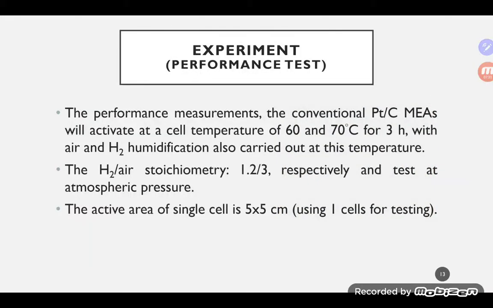Okay, and then in the next experiment we will do the performance test. In the performance test, we measure the conventional platinum on carbon MEAs activated at a given cell temperature. In my research, I set the cell temperature at 60 and 70 degrees Celsius for 3 hours, with air and hydrogen humidification also carried out at this temperature. The hydrogen to air stoichiometry is 1.2 to 3 respectively, and we test at atmospheric pressure. The active area of the single cell is around 5 times 5 centimeters, or 25 square centimeters.